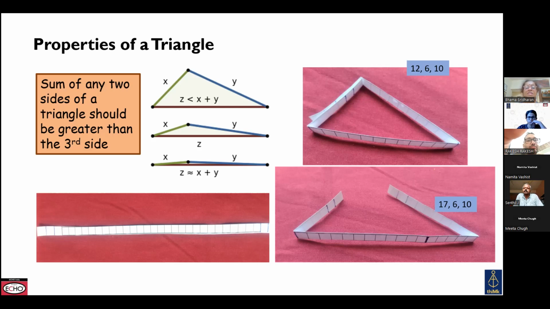Okay, so the base is 12, one side is 6, the other side is 10. And we can see we can make this triangle very easily in the top right. But at the same time, the sides are length 17, 6 and 10. If the base is 17, we see that the 6 and the 10 sides can't even meet at the top. So it's very, very clear for the children that it's impossible to make a triangle unless the sum of two sides is greater than the third side.